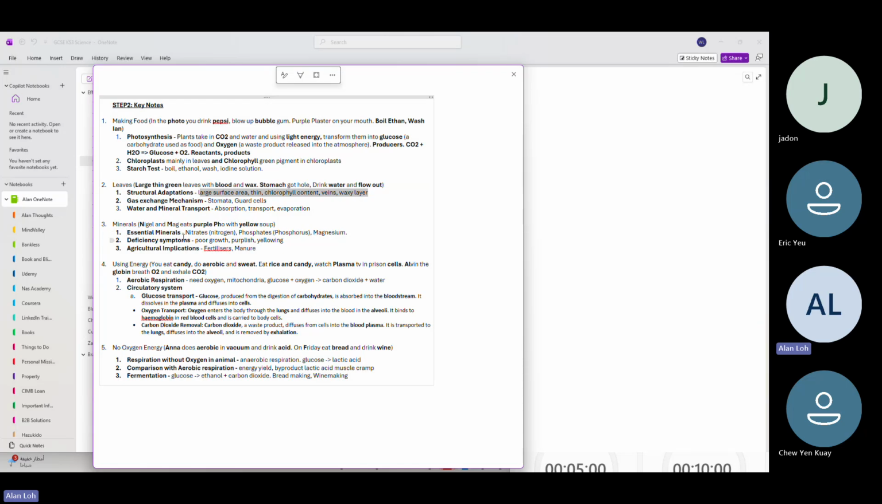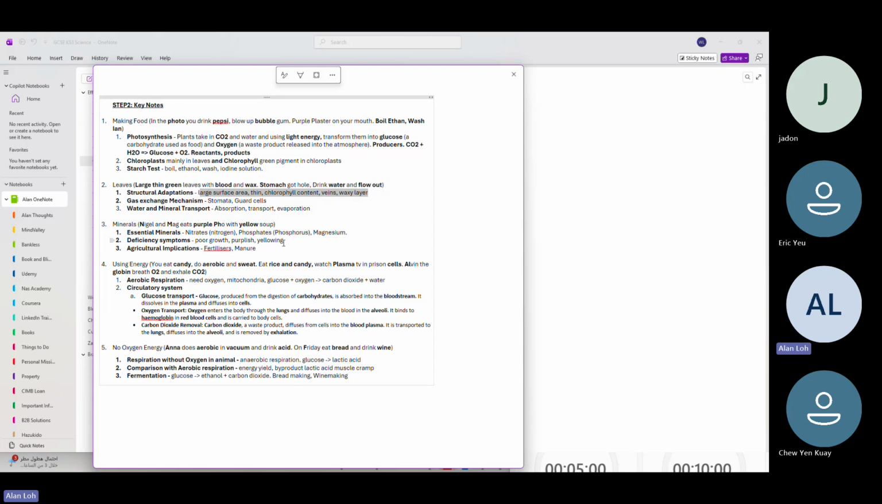Then third drawer, you have minerals. And what are the minerals? You have these 3 minerals: nitrates, phosphate, magnesium. Then if you do not have enough mineral, what are the deficiency symptoms? Poor growth, purplish and yellowing. Don't worry about what this purplish and yellowing is now. You'll know it later.